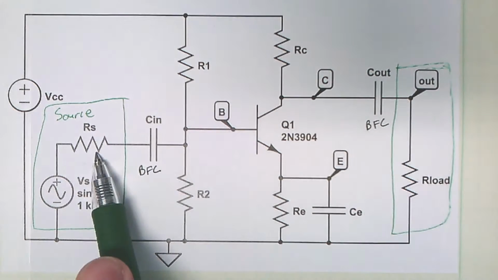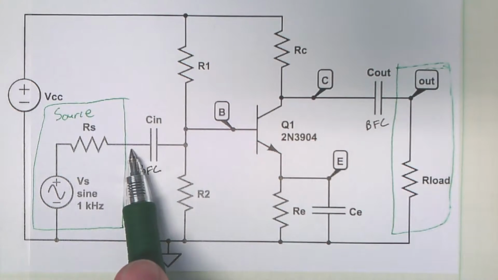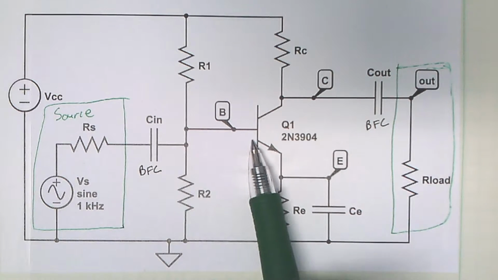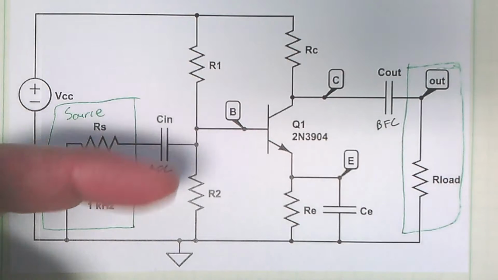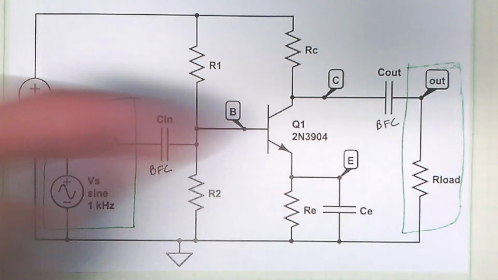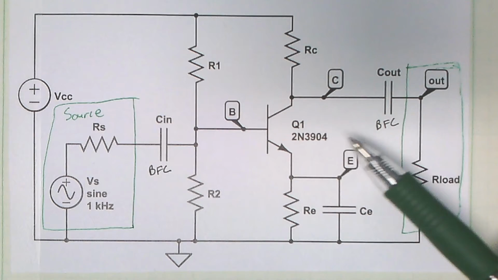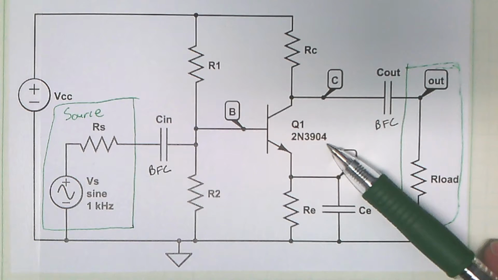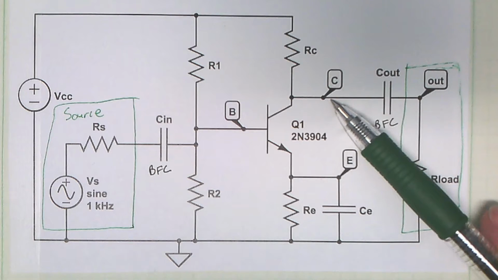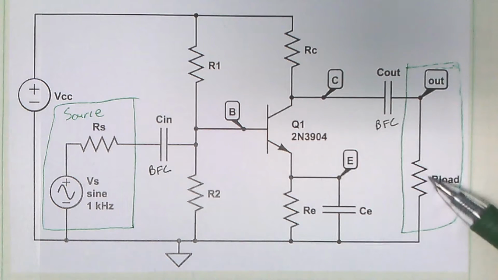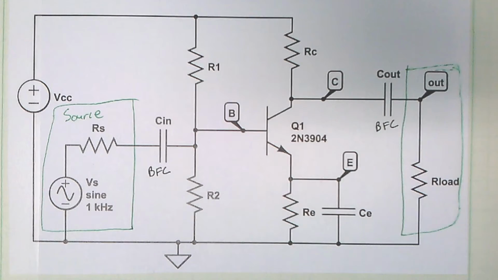Because this RS is not part of my amplifier, I'm going to take my source, look into my amplifier. So this signal source looks in and it sees stuff. Same thing. I see that this gets represented with a voltage source with output resistance, Thevenin equivalent, and that's what drives the load. That's all I need to know about this amplifier.